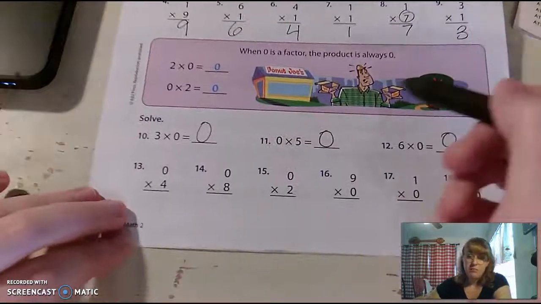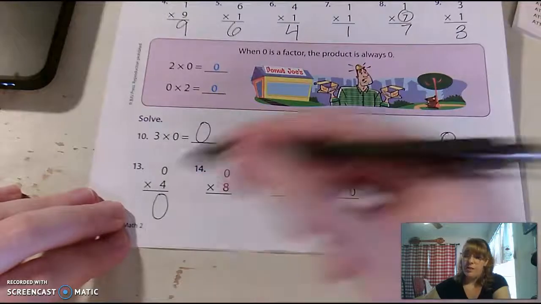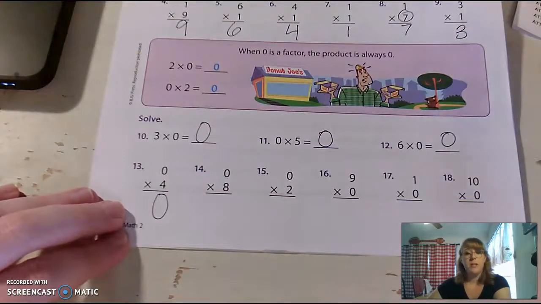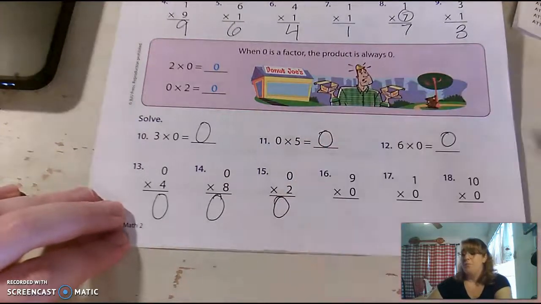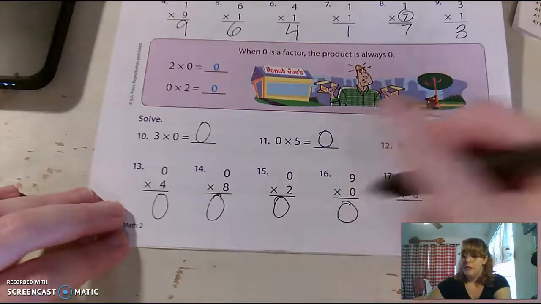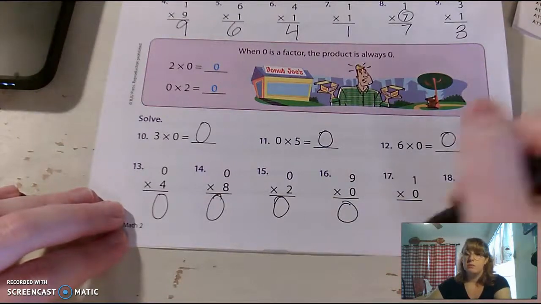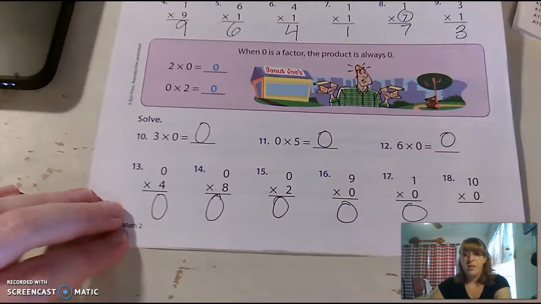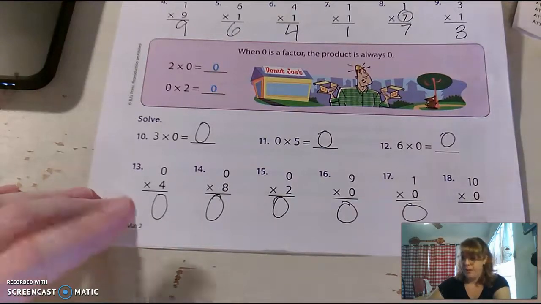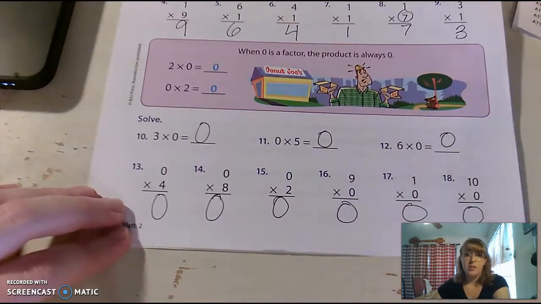What's number 13? 0 times 4. 0. What's 0 times 8? 0. What's 0 times 2? 0. What's 9 times 0? 0. What's 1 times 0? 0. What's 10 times 0? 0. I told you this was the easiest one ever.